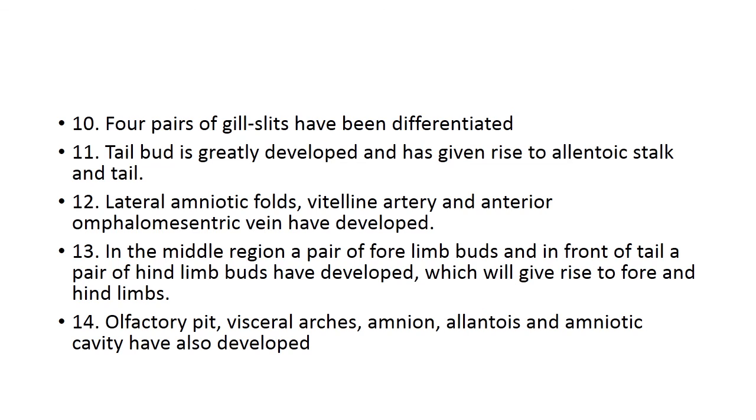Tail bud is greatly developed and has given rise to the allantoic stalk and tail. Lateral amniotic folds, vitelline artery and anterior omphalomesenteric vein have developed. In the middle region, a pair of forelimb buds, and in front of the tail, a pair of hind limb buds have developed, which will give rise to the fore and hind limbs of the embryo. Olfactory pit, visceral arches, amnion, allantois and amniotic cavity have also developed.